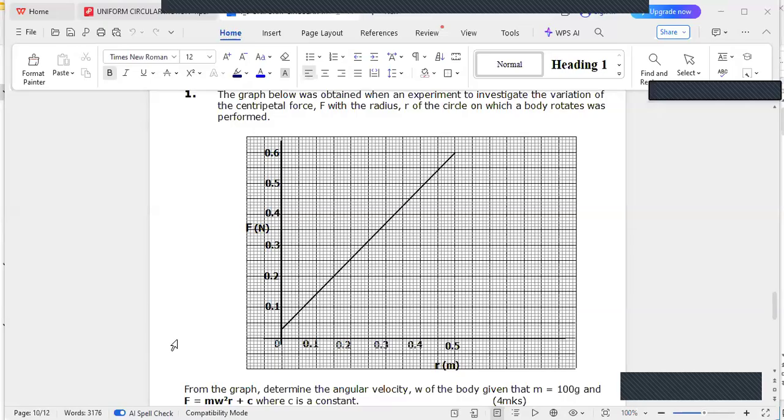C is the y-intercept. We all know that C represents the y-intercept. So the value of C, you read the value here, which to me is 0.3. So C equals 0.3, although we are not asked about that. So 0.3 newtons. Let me respond to Larry Buru.